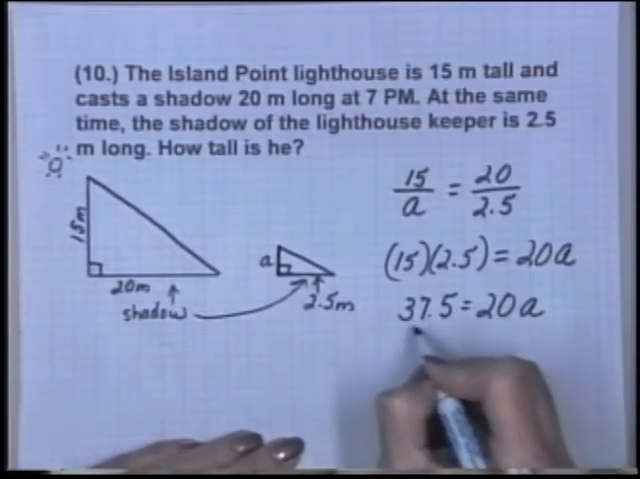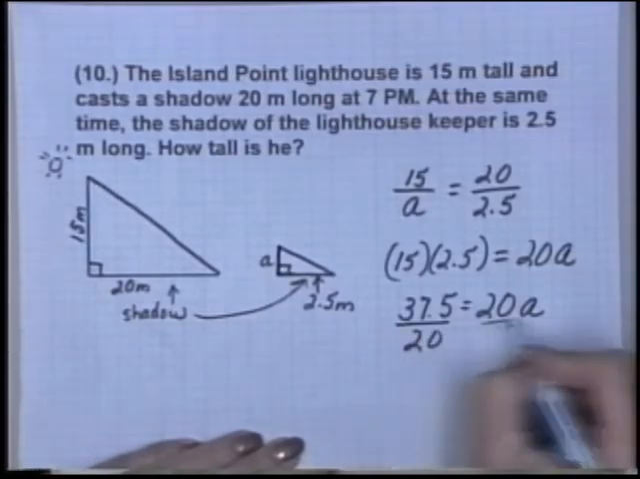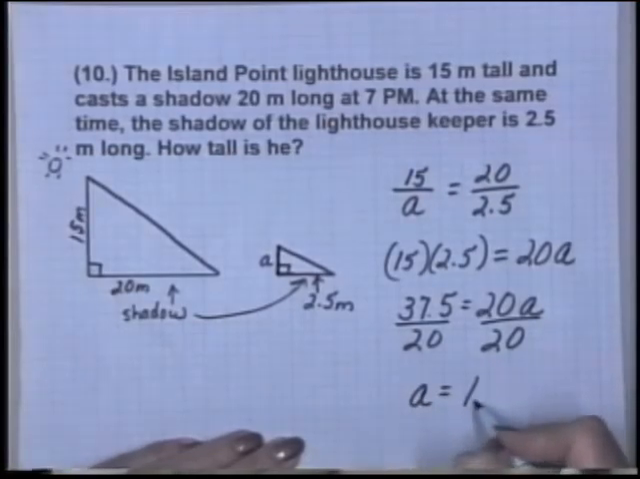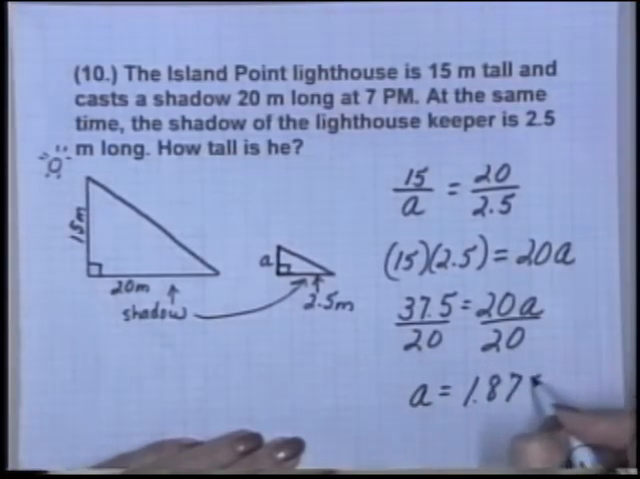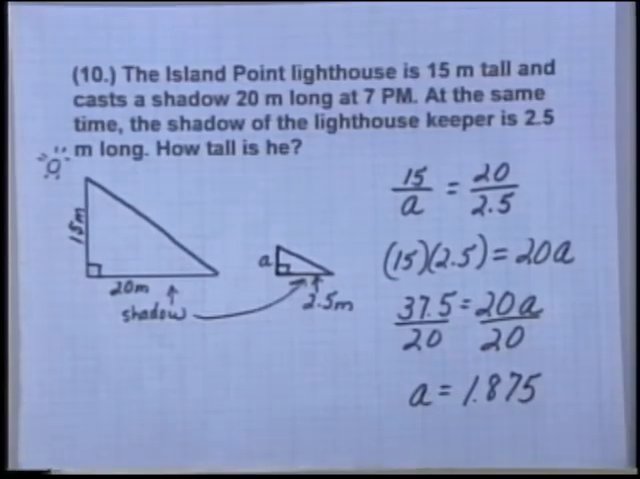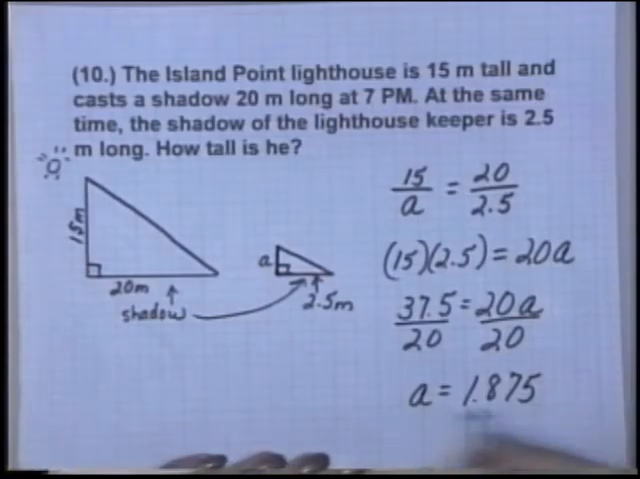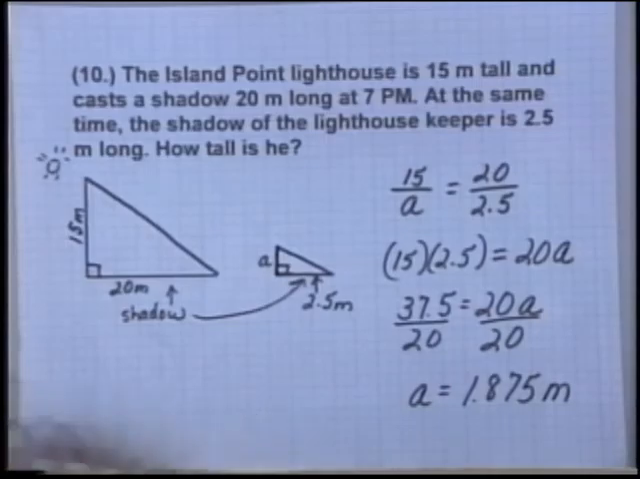To solve for A, I'll divide both sides by 20, and I get that A equals 1 and 875 thousandths. Now, of course, I calculated that on my calculator, so that represents the height of the lighthouse keeper. He is 1 and 875 thousandths meters tall, and I just wrote it out like that because it was a terminating decimal.